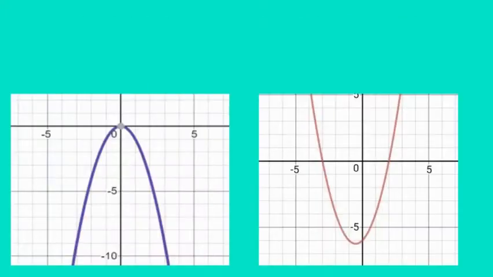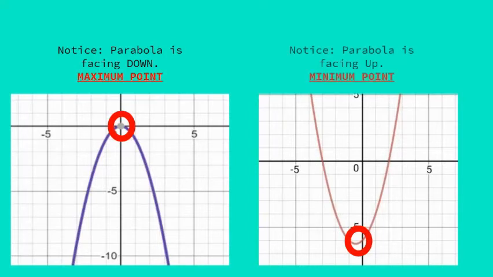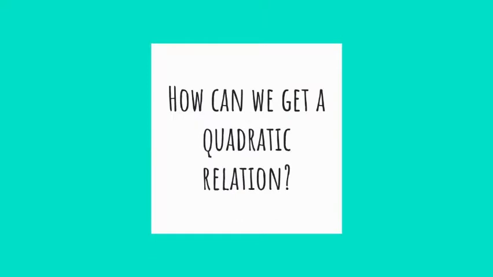Well, what is a vertex? A vertex is basically the point at which the parabola has a max point or a minimum point. The parabola facing down will have a max point, and the parabola facing up will have a minimum point. An axis of symmetry goes through the vertex and through the parabola.